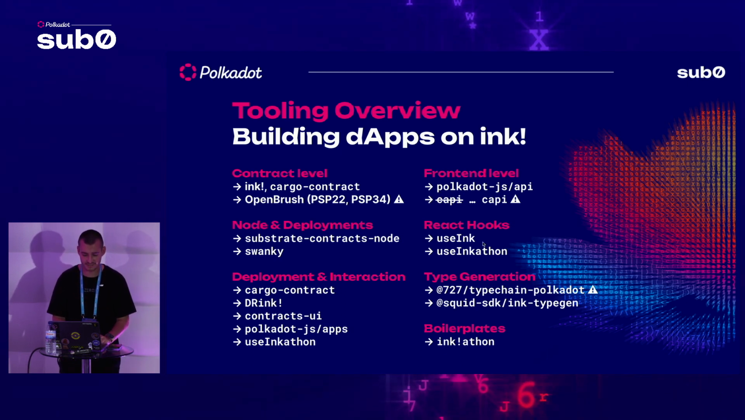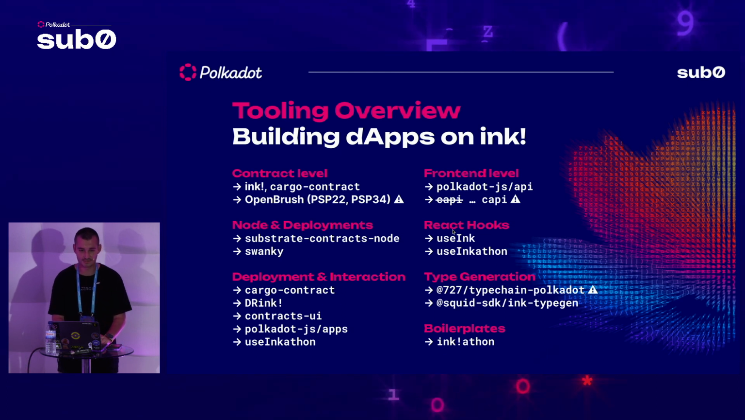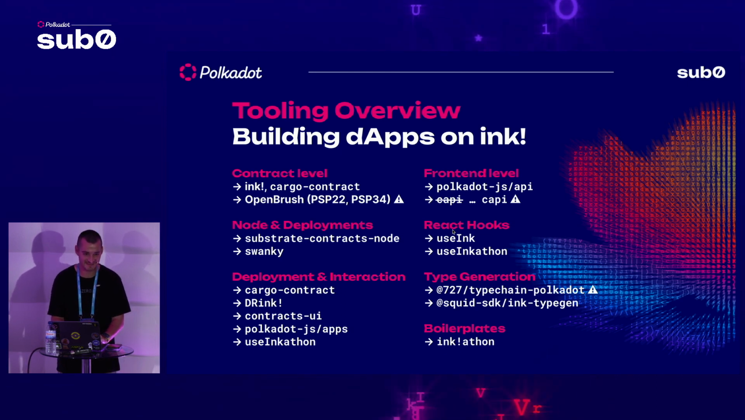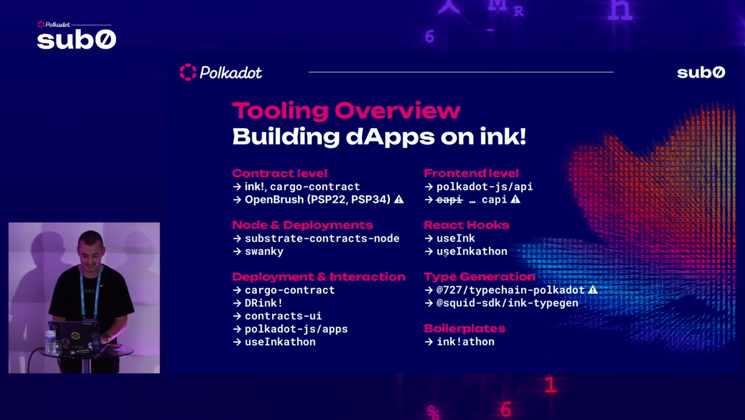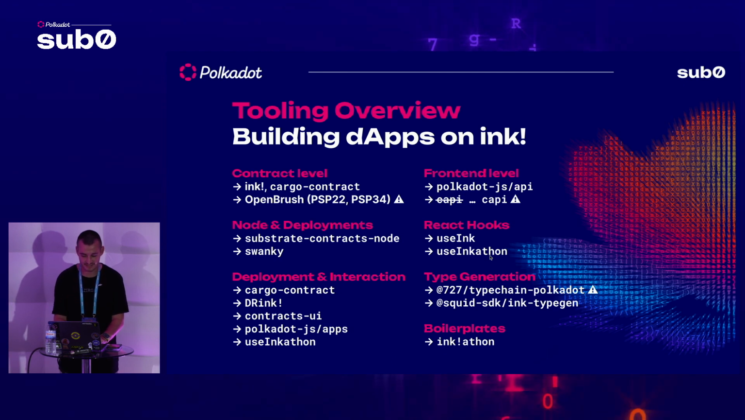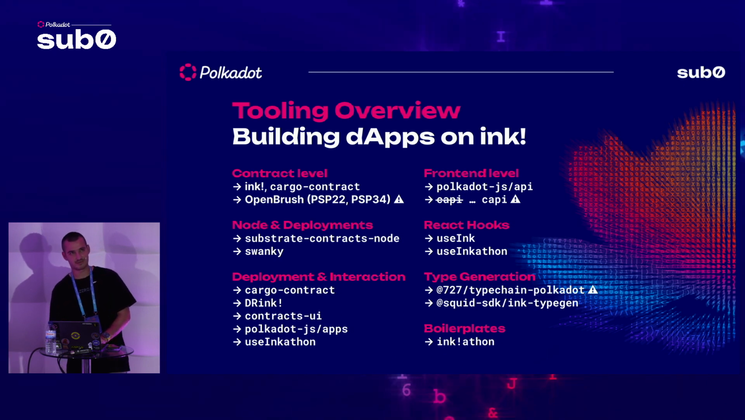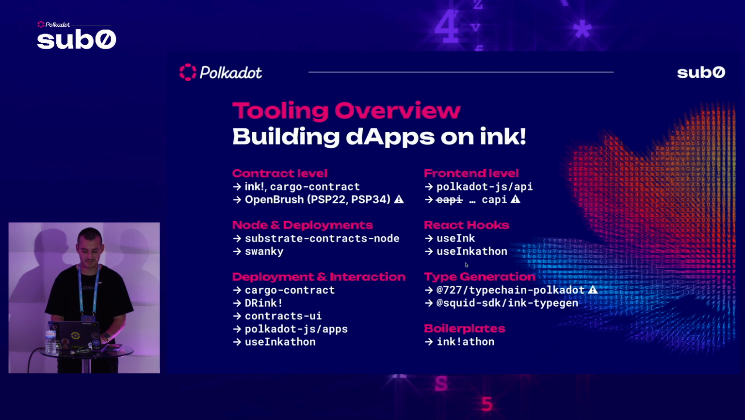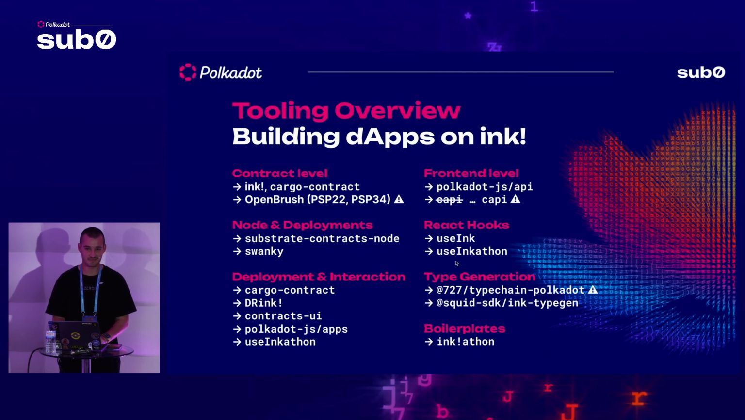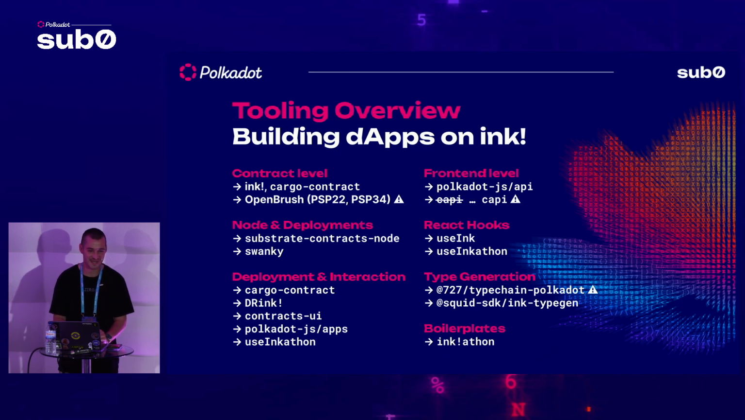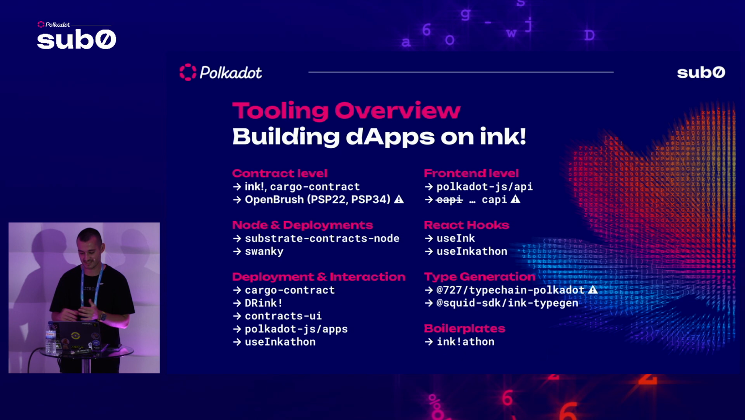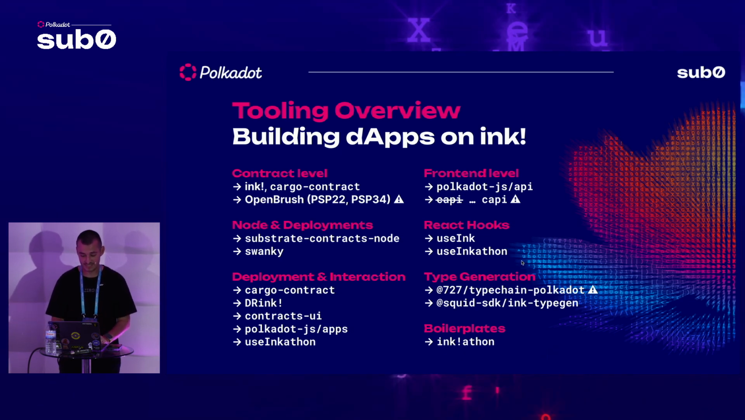There are two React hooks libraries. One is useInk by Parity itself. Sam, the TypeScript wizard behind it, is sitting right here. And my library, useInkathon, which originated probably almost a year ago when we first built our dApp, and there was no other real solution out there to use Polkadot.js in a developer-friendly manner in React and Next.js applications, and from there it has grown.